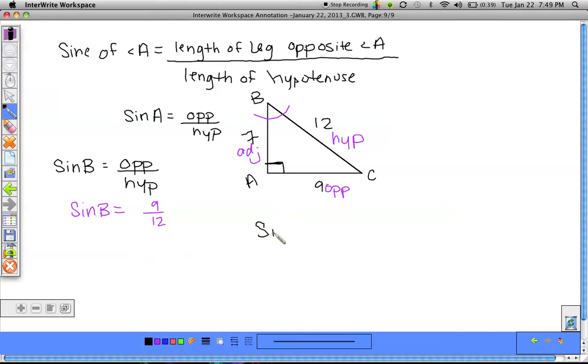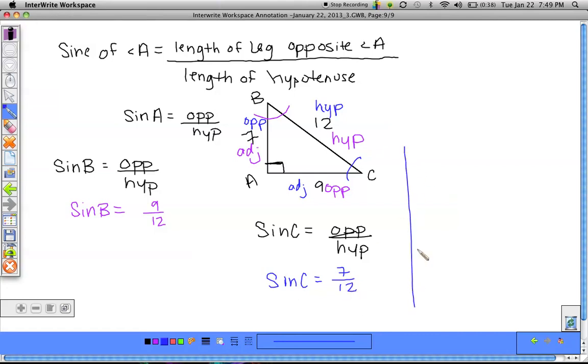Similarly, we could look at the sine of c. Again, that's going to be opposite over hypotenuse. So if we look at blue for c, we have c. Now we have 9 as the adjacent, 7 as the opposite. 12 is still the hypotenuse. So now we have the sine of c is equal to opposite, so 7 over the hypotenuse of 12.